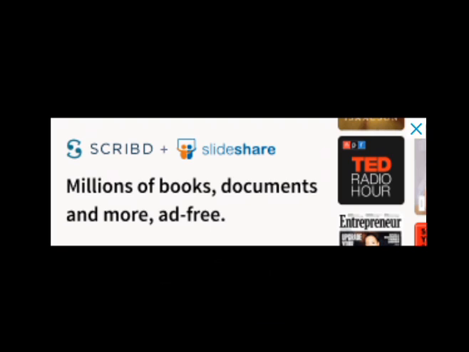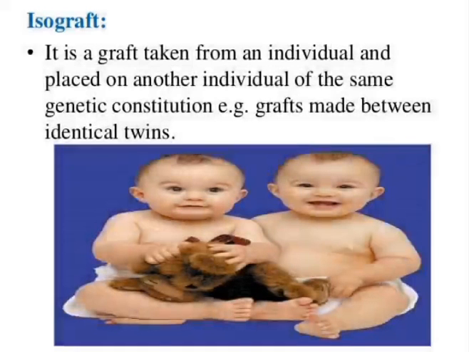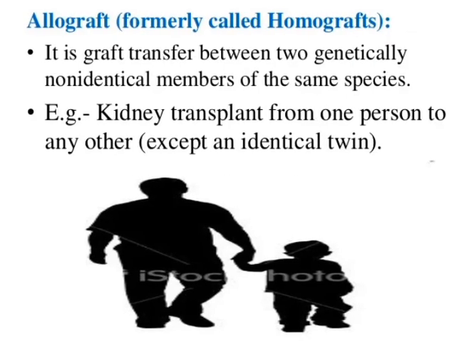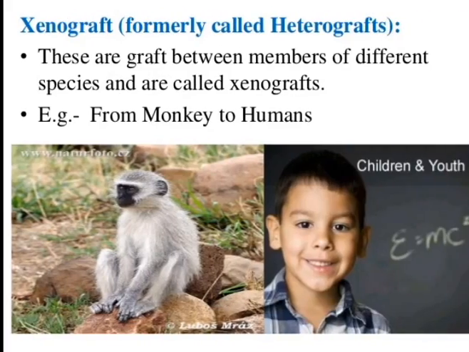Isograft is a graft taken from an individual and placed on another individual of the same genetic constitution. Example, a graft between identical twins. Allograft, formerly called homograft, is a graft between two genetically non-identical members of the same species. Example, a kidney transplant from one person to another, except identical twins.